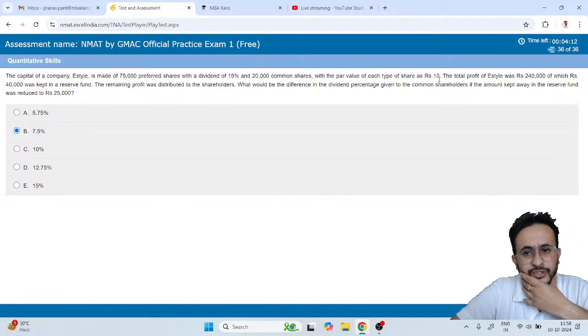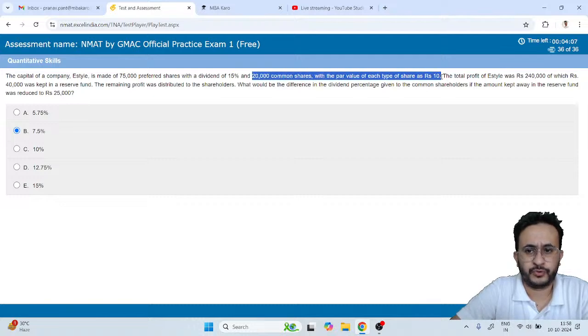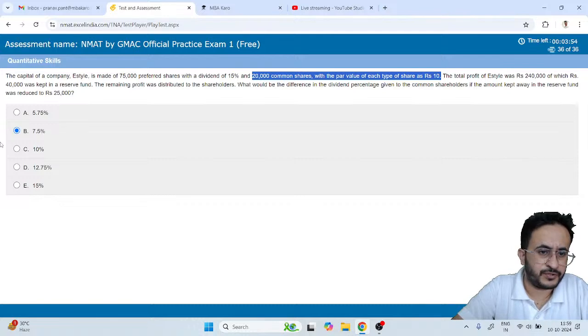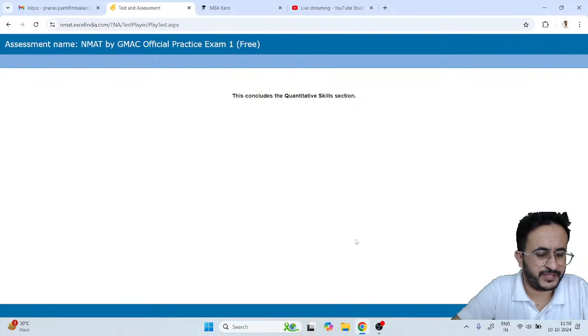Common shares 20,000 at 10 rupees per share. So 2 lakh in common shares, right? And then the reserve was 40,000. Now reserve is reduced to 25,000. So 15,000 extra will go to common shares. So 2 lakh becomes 2 lakh 15,000. So 7.5%. Okay, so you can use next, you can finish early.